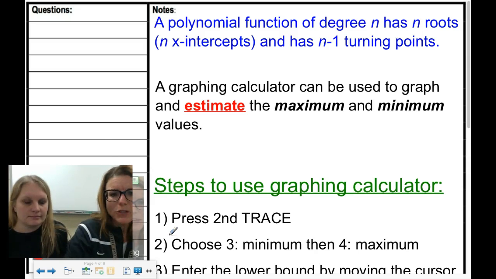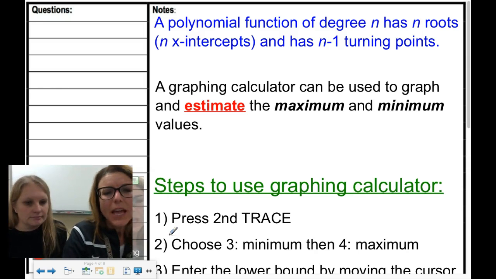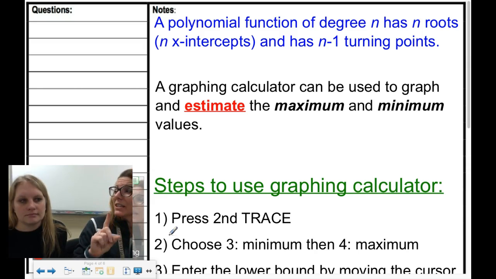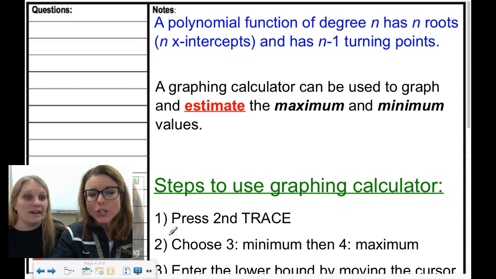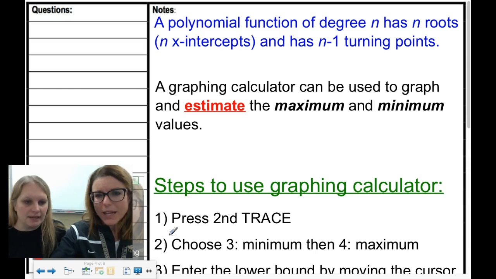So on the next page, a polynomial function of degree n has n roots. You know this. That means it has n x-intercepts and it has n minus 1 turning points, which I kind of talked about earlier.